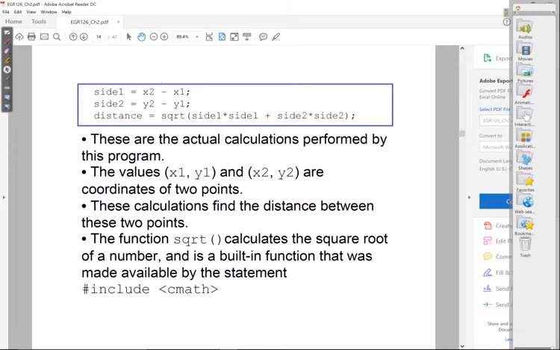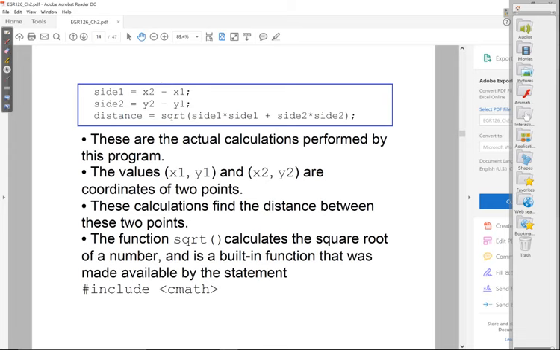In C++, every time you write an equation, you equate one thing to another, the left-hand side must contain just one variable. So you would not be able to write this first line here as x2 minus x1 is equal to side 1. If you do that, you'll get an error message. Your computer will tell you that the program can't run because there's an error. That will be a syntax error. So just keep that in mind. Anytime you write an equation, you must have just one variable on the left-hand side.